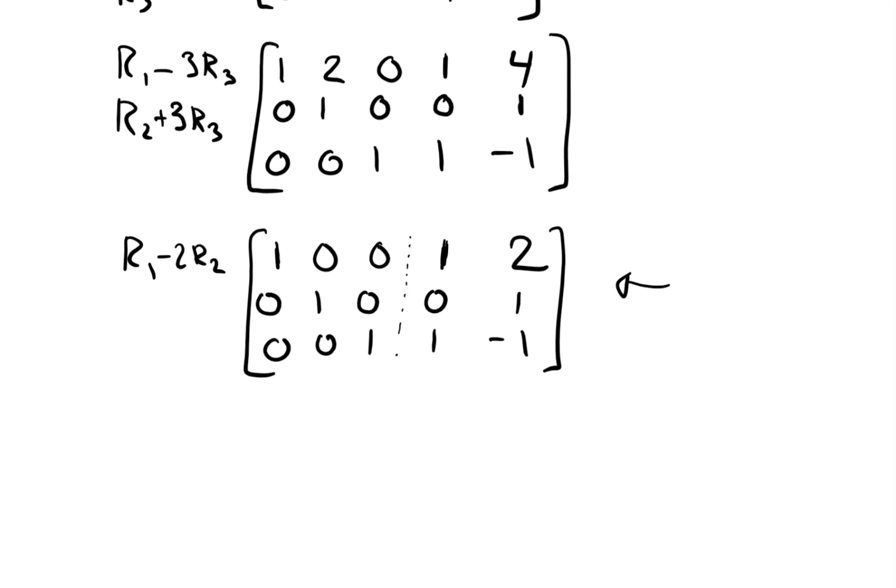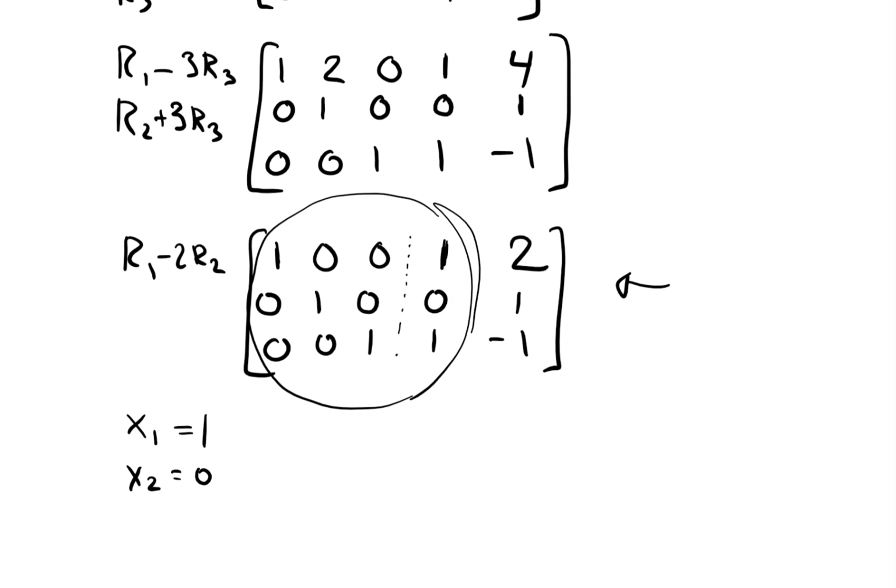I have two systems to solve, so I'm going to look at maybe the first one here. If I look at this one, what does that tell me? It tells me that for the first system, x1 is 1, x2 is 0, and x3 is 1. So essentially, this column gives me the solution of my first system. And this column will give me the solution of my second system.